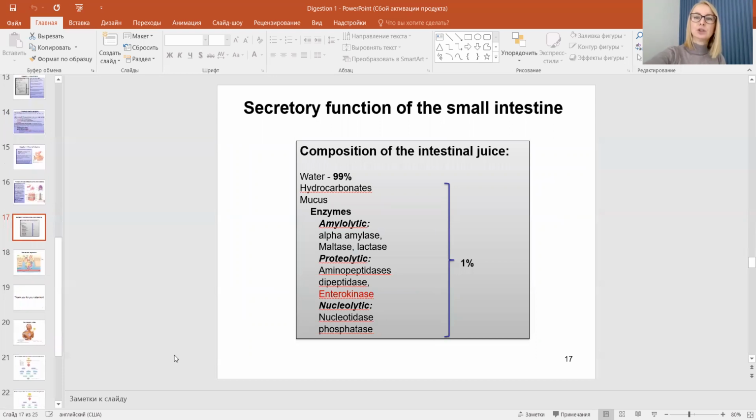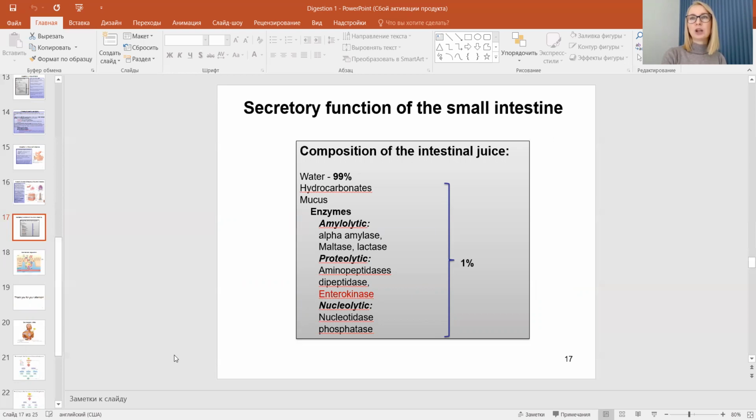So, the secretory function of the small intestine. What is special about this? The surface of the duodenum has several modifications that increase its surface area about 600-fold to allow for more efficient digestion and absorption of food. The mucosa and submucosa form a series of folds called the circular folds, which run perpendicular to the long axis of the digestive tract.